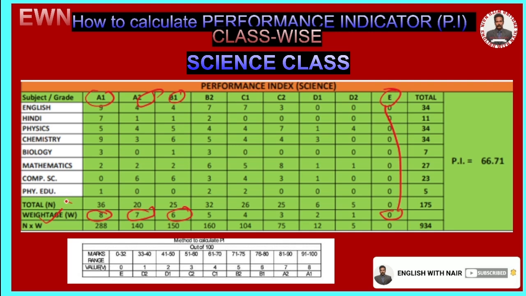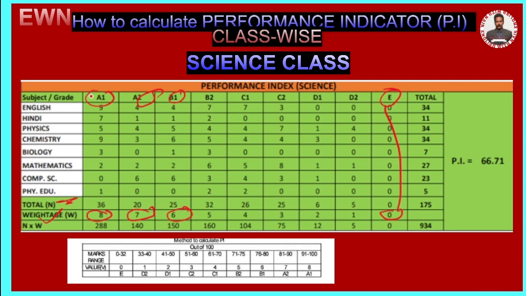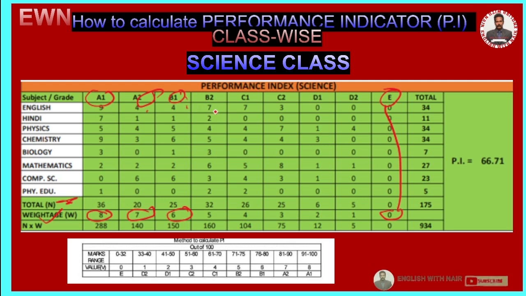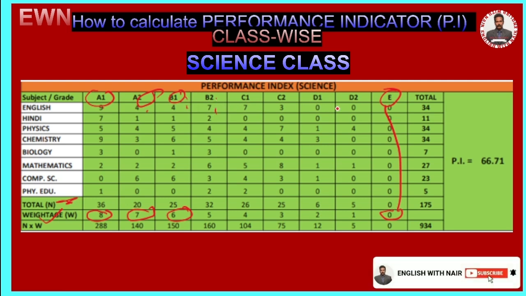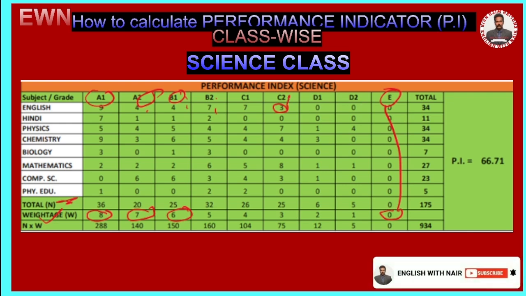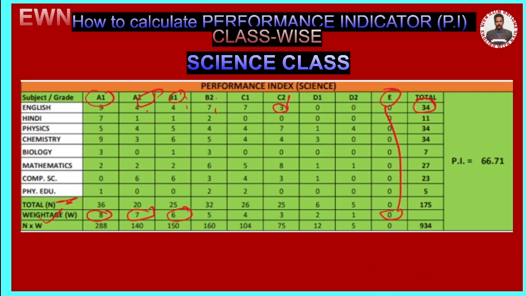Now N is the number of students. So for English it is 9 students have achieved A1 and 4 students have achieved A2, 4 students have achieved B1, 7 students have achieved B2 and so on. So we have, for instance, 3 students who have achieved C2. We don't have failures there, and in total is 34 students. So this is for one subject.